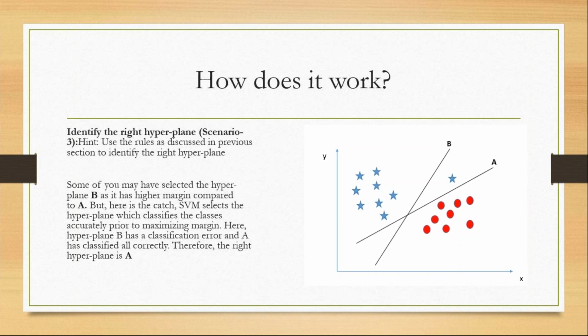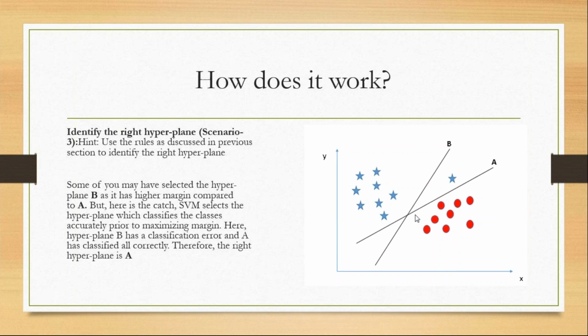Why B? So some of you have mentioned B. See what happens with B, it makes a misclassification. One sample goes to another plane or another part of the coordinate. But in A, all of them are classified well. All of them are put into their different categories. So everything on the left side of A will be star and the right side will be red balls.